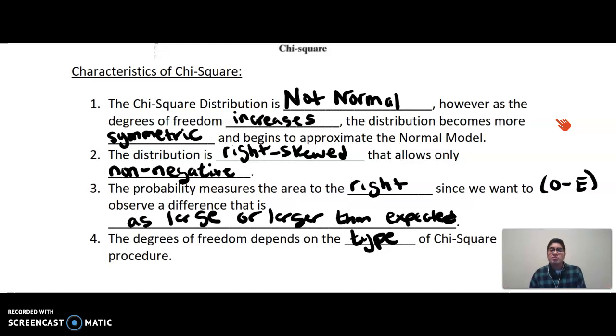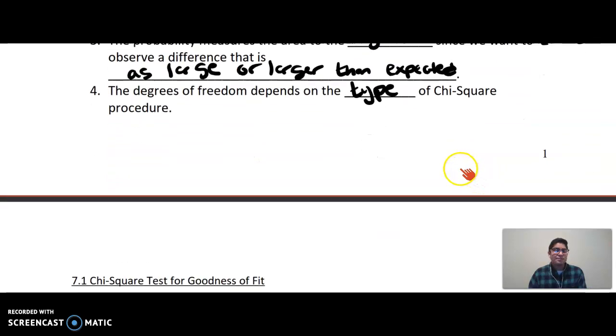Now, the probability measures the area to the right since we want to observe a difference that is as large or larger than what we expected. And we call this O minus E, which is the difference between observed minus expected, and very similar to residuals back in Unit 2 between actual and predicted. Now, the degrees of freedom depend on the type of chi-square procedure. We're going to learn about 3 specific types of chi-square procedures, and today's lesson is focusing on the first one, which revolves around the goodness of fit test.